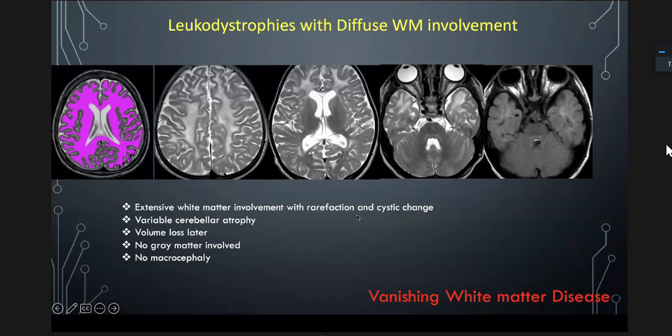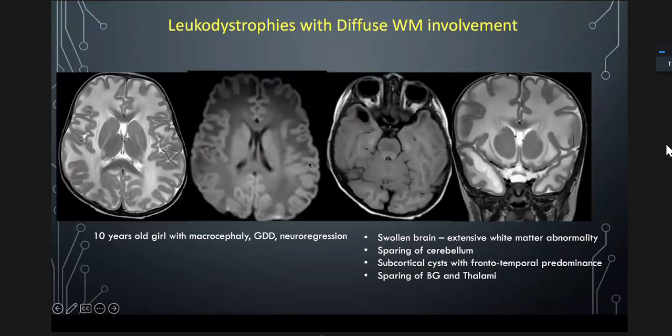Where there is extensive white matter involvement, there can be rarefaction and cystic change later on. Cerebellar white matter may be involved. Volume loss usually happens later, and there is no gray matter involvement and no macrocephaly as compared to this case.